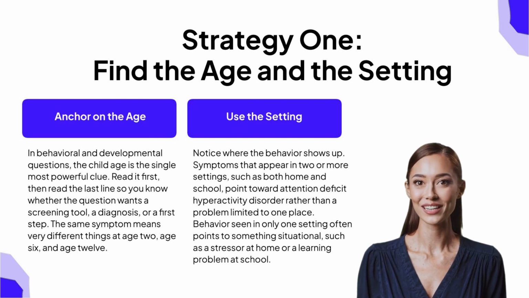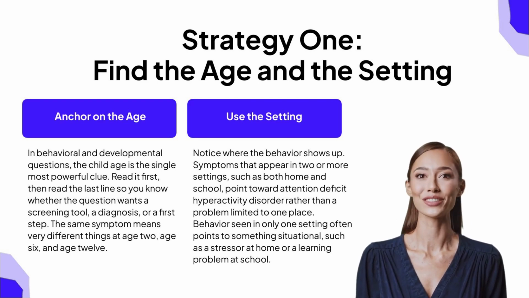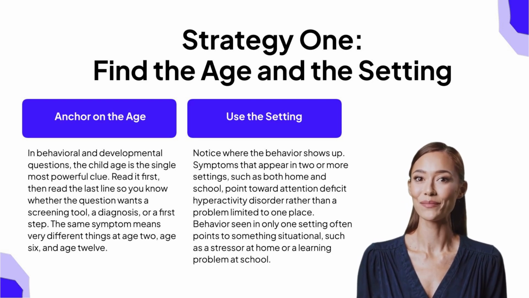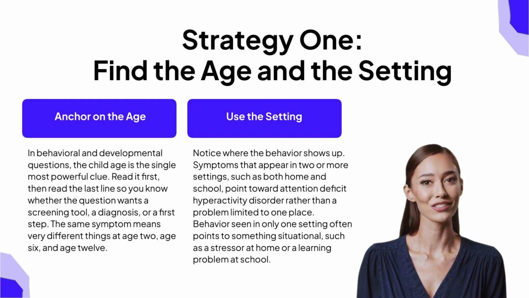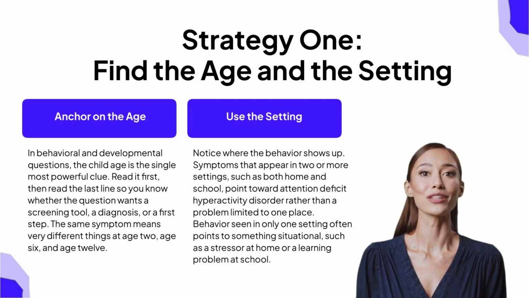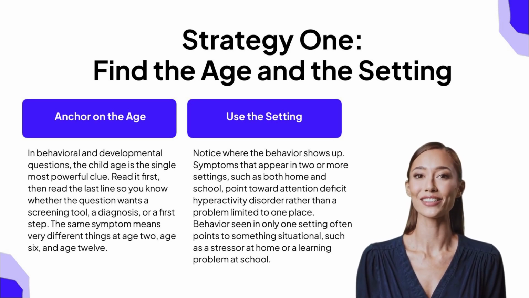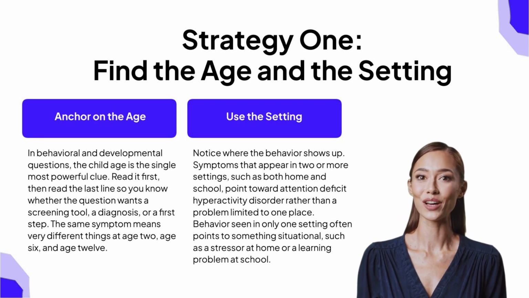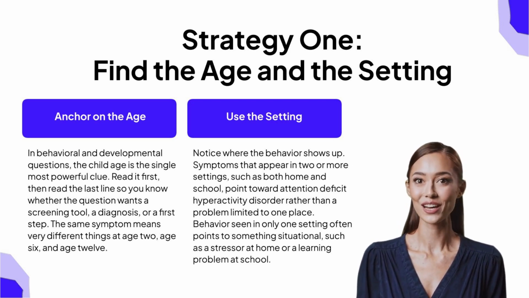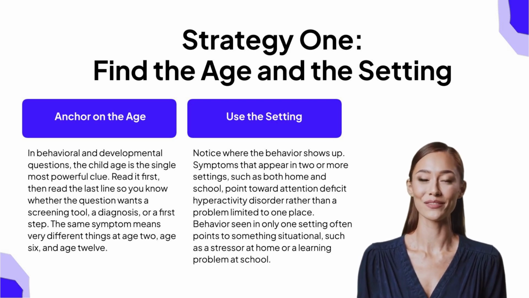Our first strategy is the most important one for these questions. Find the age of the child and the setting before anything else. The age tells you which milestones and which screening tools are in play, because the same symptom means very different things at age 2, age 6, and age 12. Read the last line so you know whether the question wants a screening tool, a diagnosis, or a first step. Then read the stem with that goal in mind.